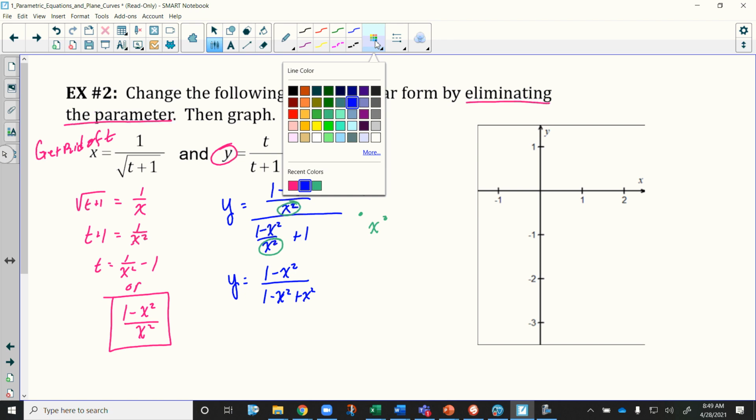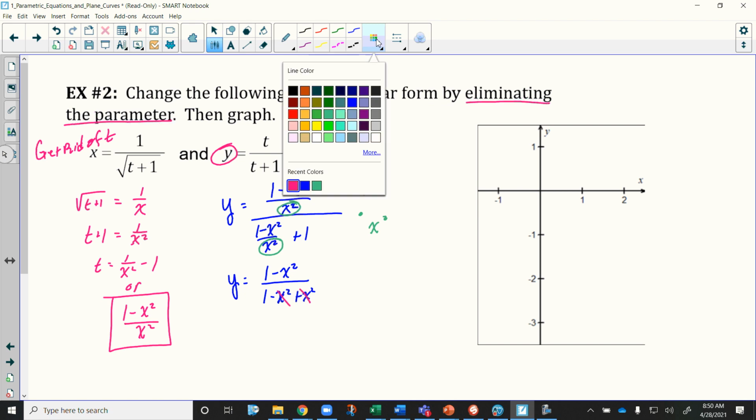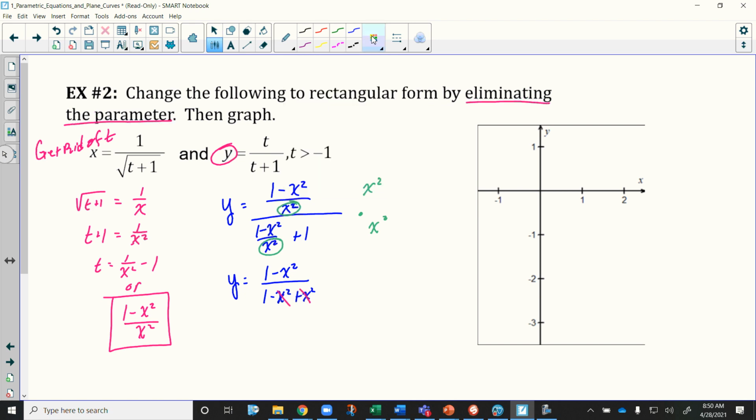And you can see straight away that these two things are going to simplify. Anything divided by 1 is itself. So my final equation in terms of y is going to be 1 minus x squared. And that is just a very straightforward quadratic function. We're going to move it up one space and reflect it over the x-axis, and that's it.